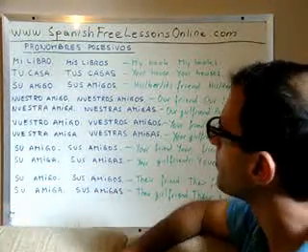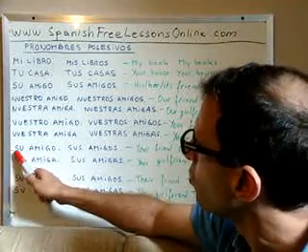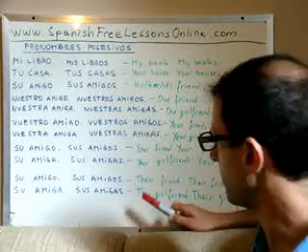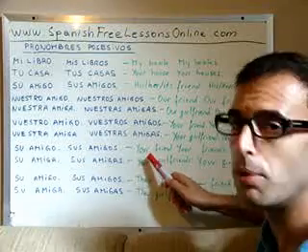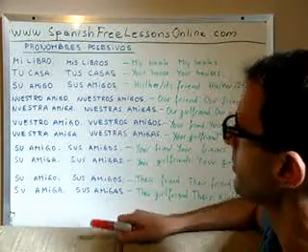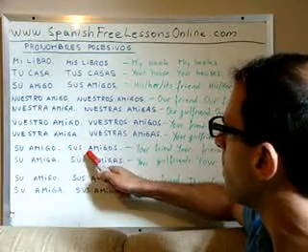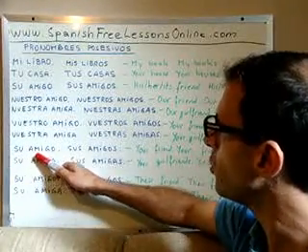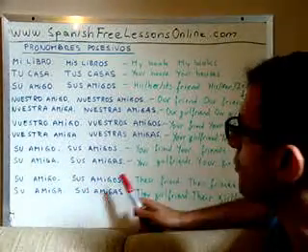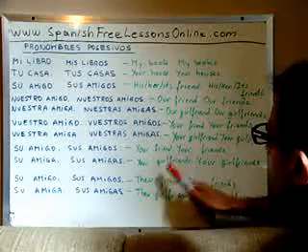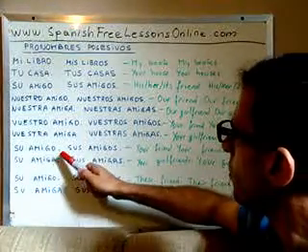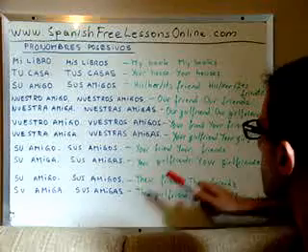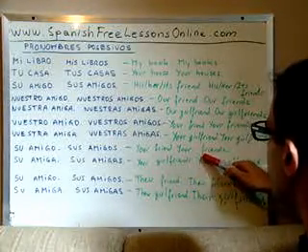So let's see. Su amigo, your friend. We are speaking of your plural, right? Sus amigos. So we were saying, su amigo is your friend. Sus amigos, that is your friends.